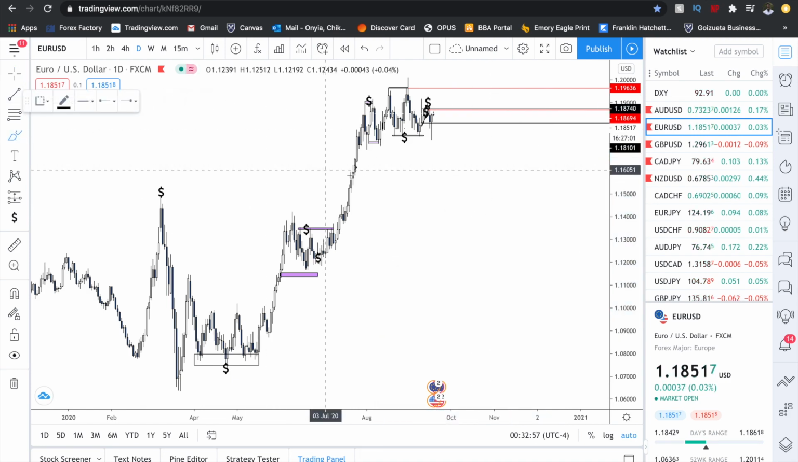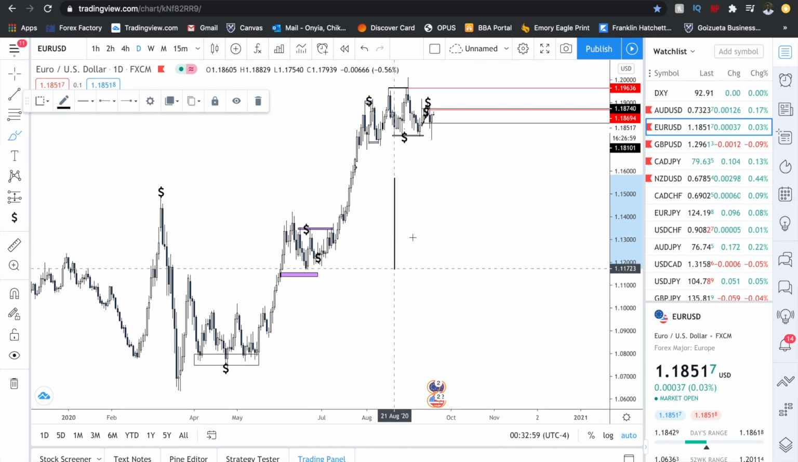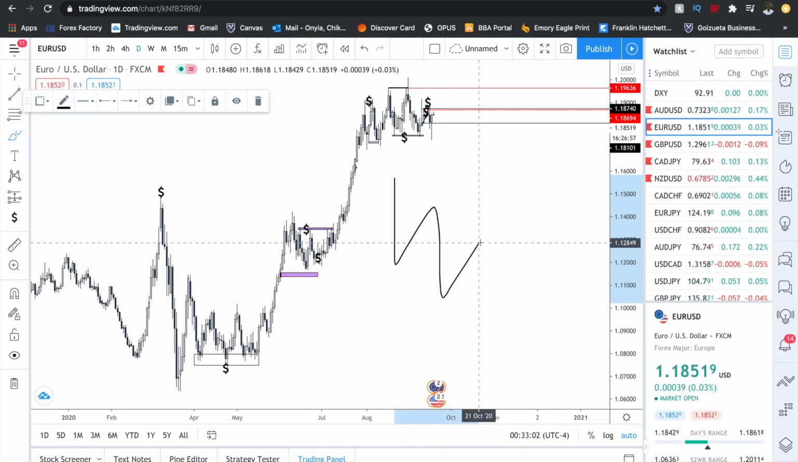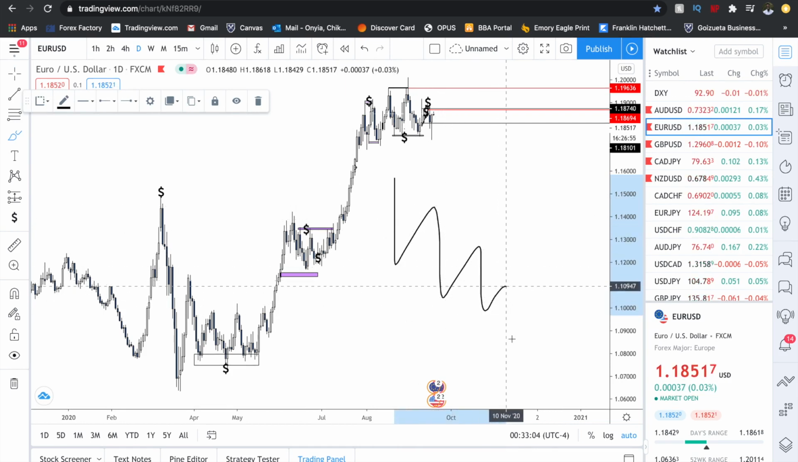Bear structure, complete opposite. Right? This is really ugly. Sorry. I'm not an artist, I'm a trader. You got to deal with it.